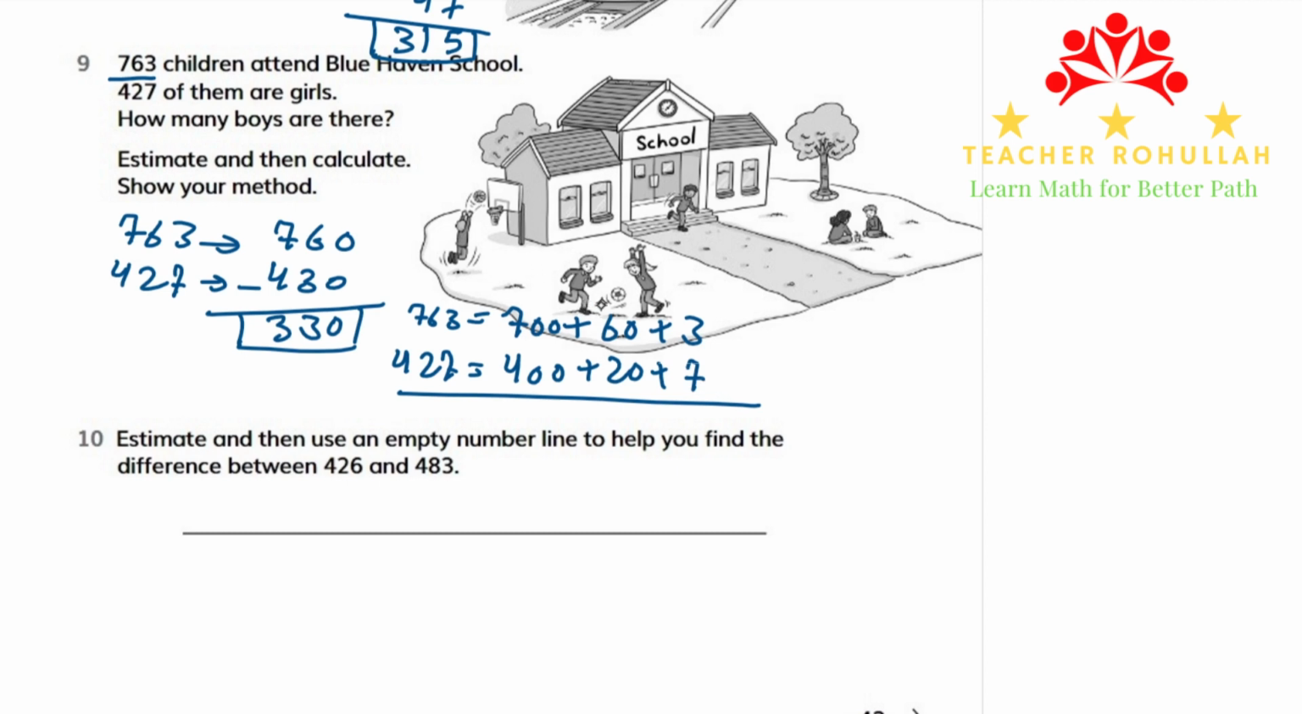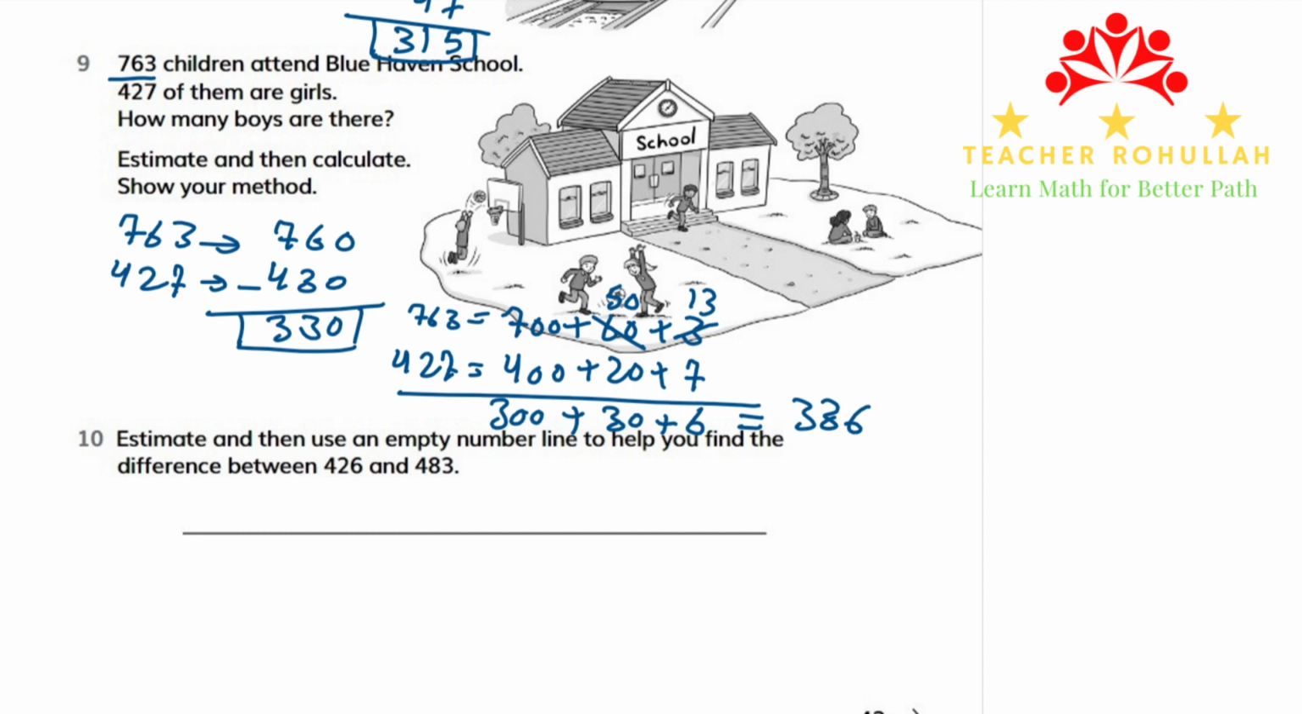When we regroup from the tens place, we cannot borrow only 1. We have to borrow 10 because tens place gives us only 10. So when we borrow, 50 will be left here, and 10 plus 3 is 13. So 13 minus 7 will be equal to 6. 50 minus 20 is 30, and 700 minus 400 is 300. So the exact number of students who are boys is 300 plus 30, 330 plus 6 is 336. The exact number of students in the school who are boys is 336.